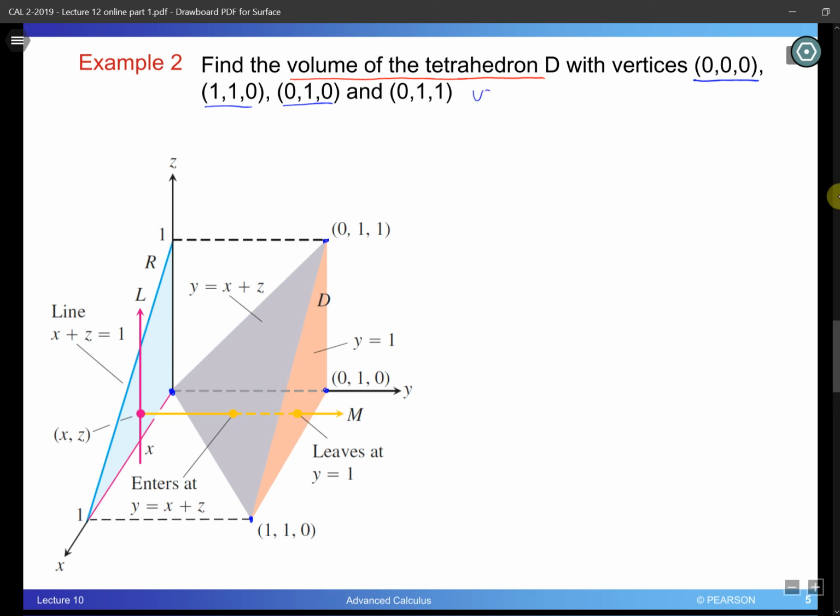Use a triple integral to find the volume of this tetrahedron, of this object.